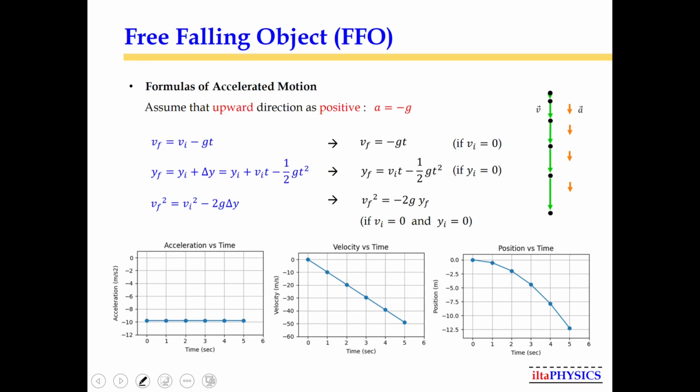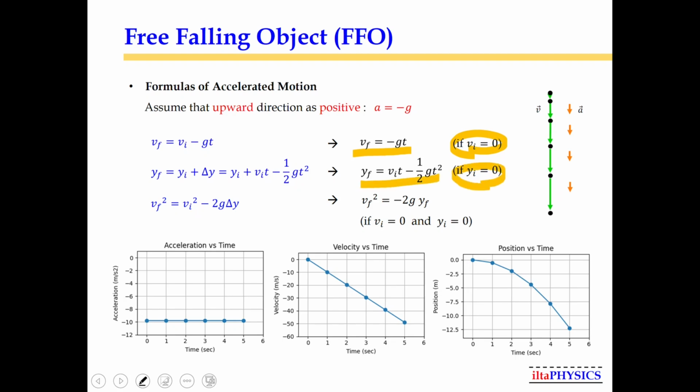And since we are talking about vertical motion, the position variable is written as y instead of x. That's just because in a standard coordinate system, the vertical axis is labeled y. It's not a big deal. Also, just like before, if the initial velocity is 0 or if the initial position is 0, then the formulas simplify into shorter forms as shown.